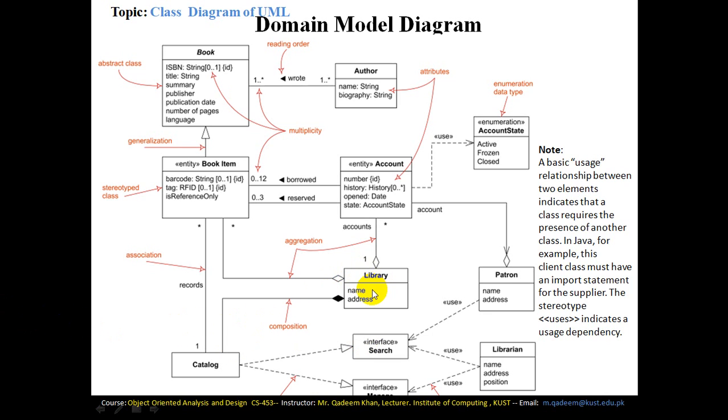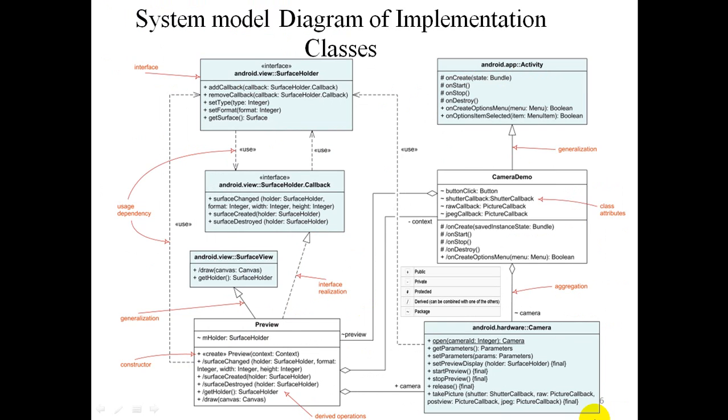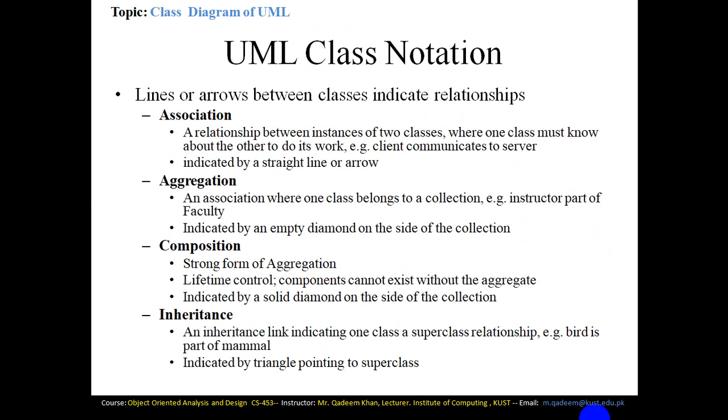For example, library and catalogs. So catalogs have a strong relation with the library. That means that without catalogs, the library cannot do anything, and we cannot search the books without the catalogs in the library. So we can only search a book or the address or name of the library if they have certain catalogs. So this is a very strong sort of association.